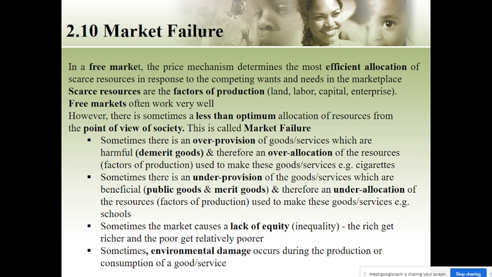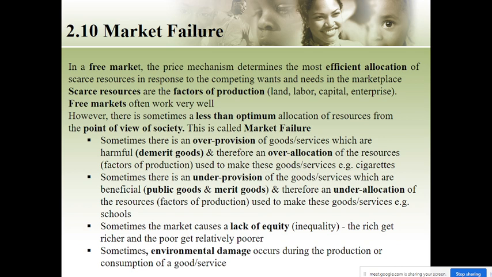First, you should have an idea. Efficient allocation is like you have some resources, and you have to divide them equally in the market, between the buyers and the sellers. On the other end, if we have inefficient allocation, then some economic resources are almost unavailable to everyone, as we already discussed: land, labor, capital, enterprise. If the market doesn't have these resources, then there is inefficient allocation of the resources.